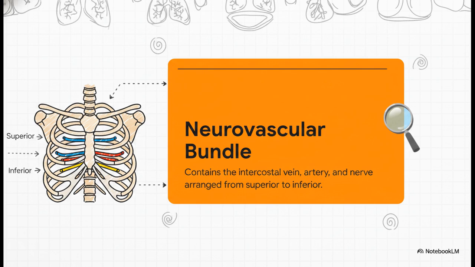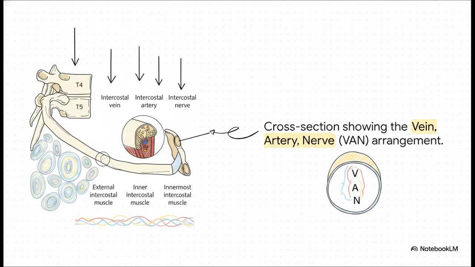or superior to inferior. Look closely at this cross-section of a rib, and you can see exactly where this bundle lives. It rests safely nestled within the costal groove, right on the underside of each rib. This little bony overhang protects the delicate vessels from getting banged up. And that structural order, from superior to inferior, it's vein, artery, nerve.